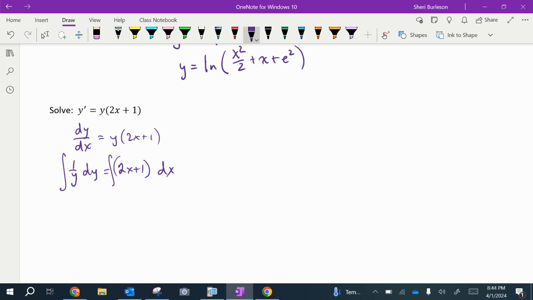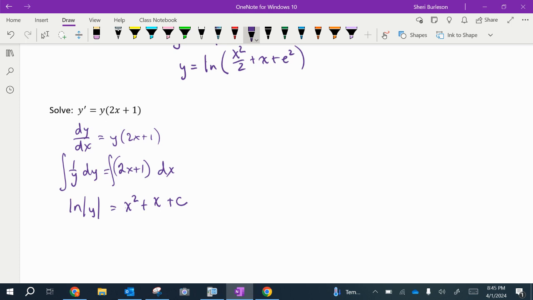So when I integrate, the integral of 1 over y is the natural log of the absolute value of y. And I can integrate the 2x plus 1 dx at the same time, which gets me x squared plus x plus c. Because I did the integration in the same step, I can just use one constant of integration. But now I need to solve for y.